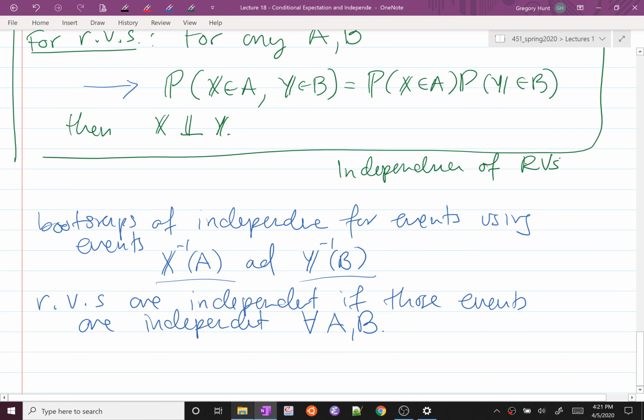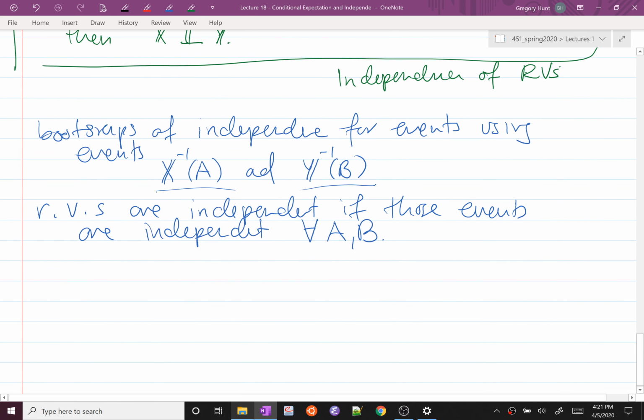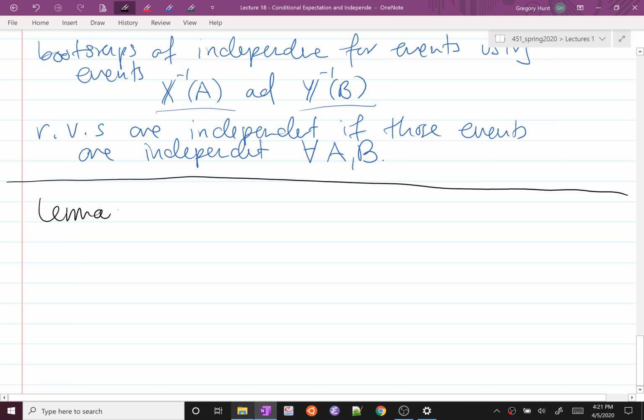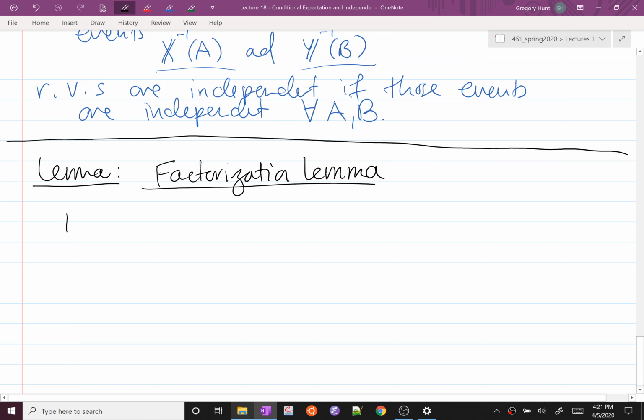It's not always the most useful way to think about independence. So maybe the more useful way is this immediate theorem. The theorem is called the Factorization Theorem. So let's call it a lemma. It's a quick little theorem. It's called the factorization lemma. Okay? And the factorization lemma says x is independent of y if and only if. So it's an equivalent way of defining independence.